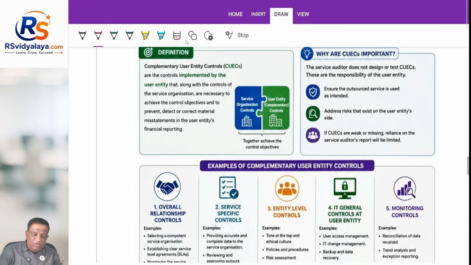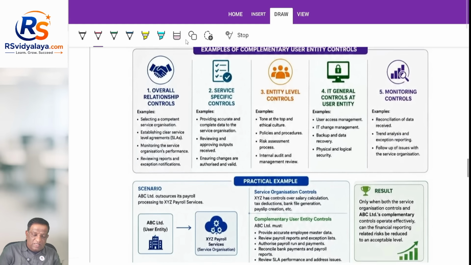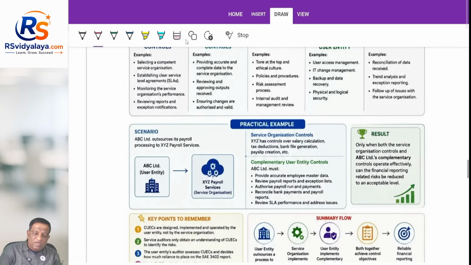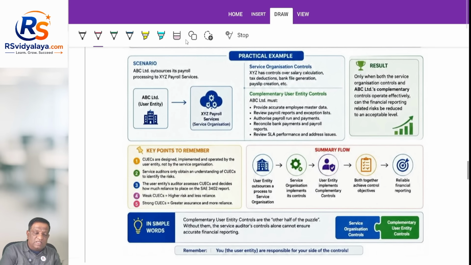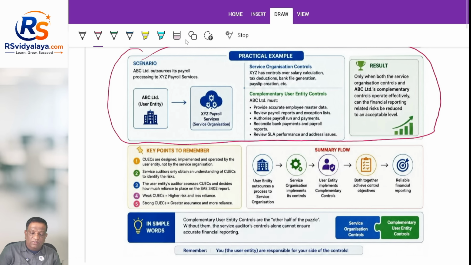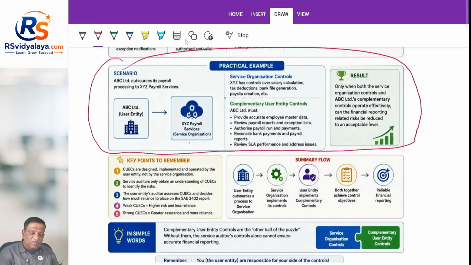Or if you get confused by seeing all this, look at a direct example of it. This is easier for you than getting into one more theory. So, what will happen here? This ABC Limited, the user entity, had outsourced this to XYZ Payroll Services. So, this is the service organization, the SO, and this is the user entity.